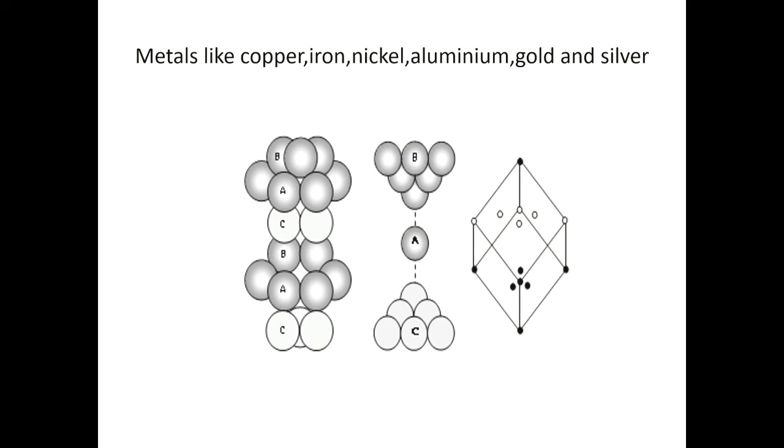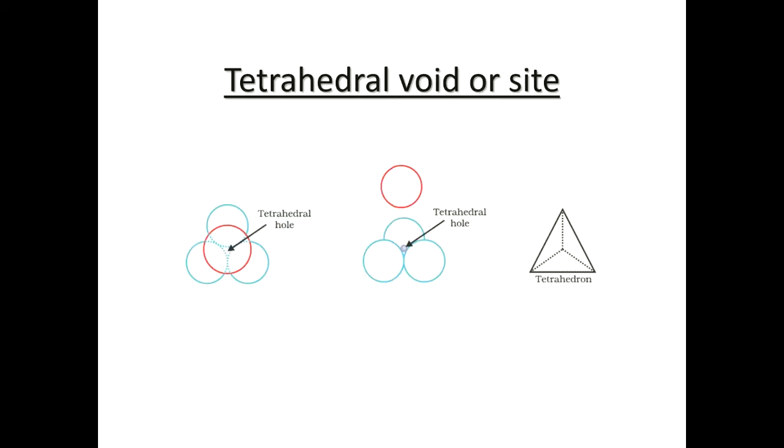When the first layer is the same, the second layer is different, covering A or B, and the third layer differs depending on covering tetrahedral voids or covering octahedral voids. When covering tetrahedral voids, its pattern is AB type, and covering octahedral voids, its pattern is ABC. Then next are interstitial voids or interstitial sites, which are divided into two: tetrahedral voids or sites and octahedral voids or sites.